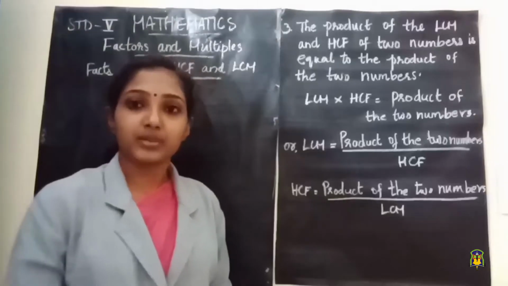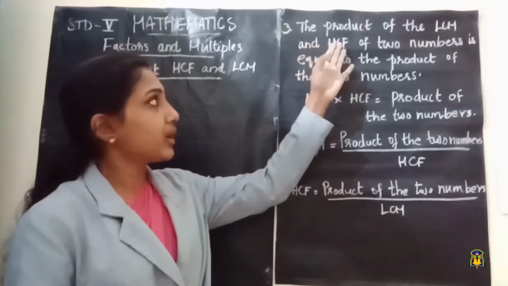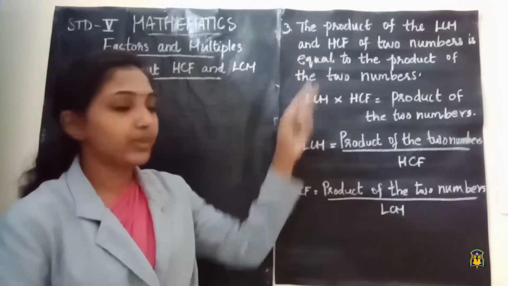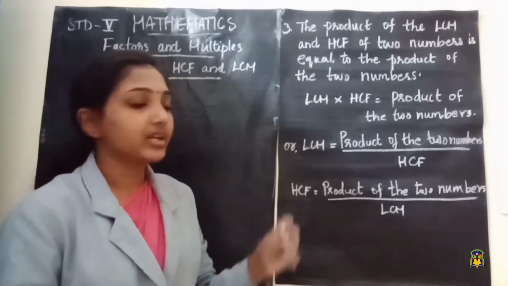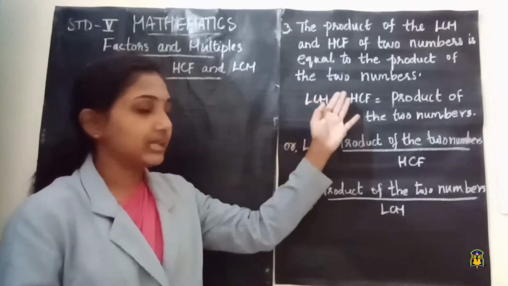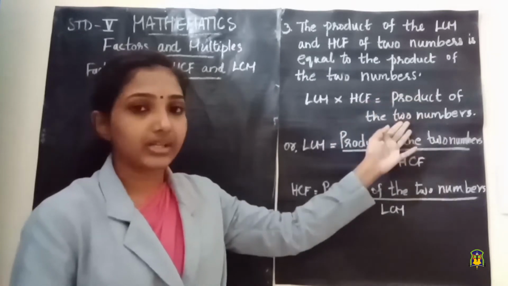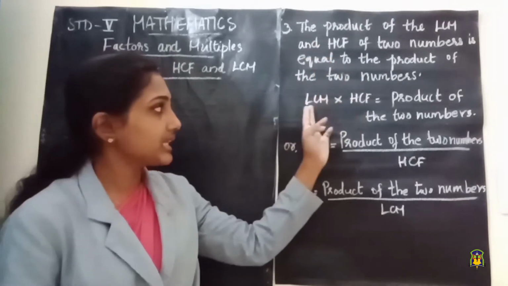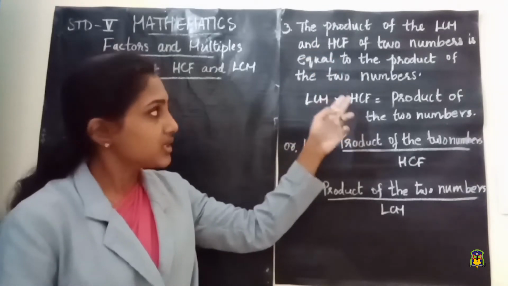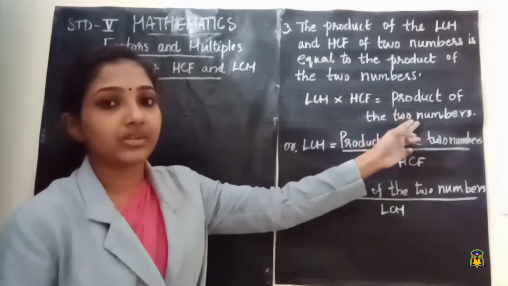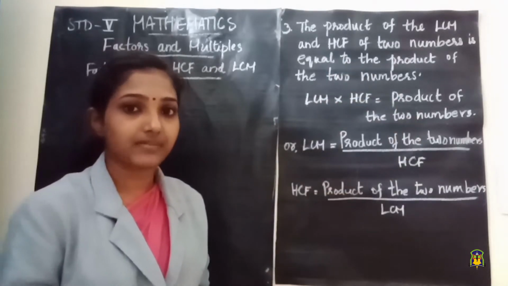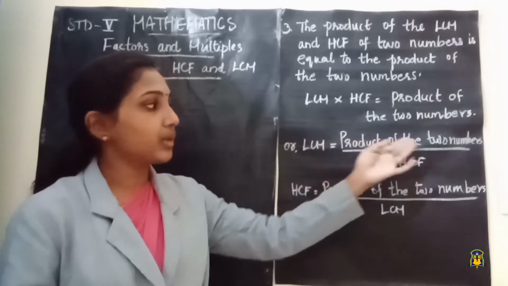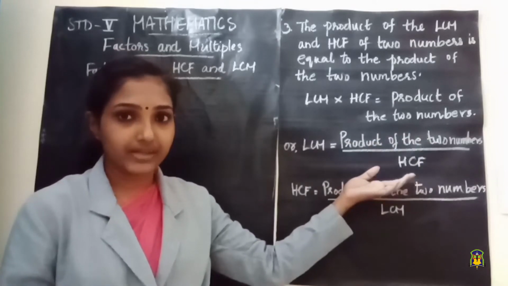Okay. Moving to the next one: the product of the LCM and HCF of two numbers is equal to the product of the two numbers. Okay, so what is that? LCM into HCF is equal to the product of the two numbers. It is given that the product of the LCM and HCF, that is LCM into HCF, is equal to the product of the two numbers. It is the next fact we are given, and from this we can write that LCM is equal to the product of the two numbers divided by HCF.